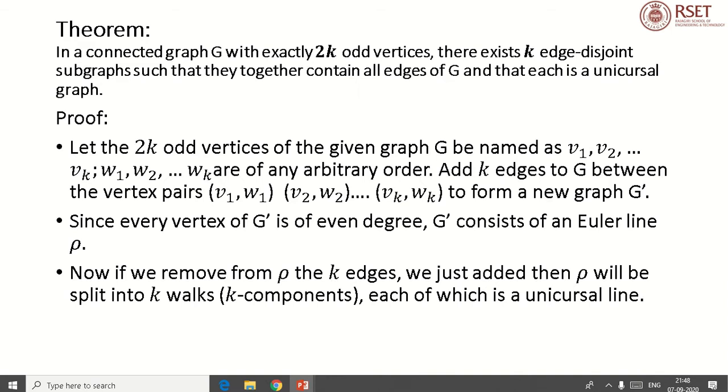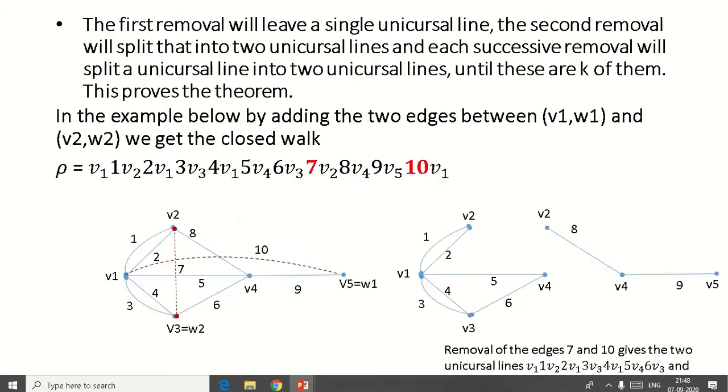Now, by adding these k edges, the given graph becomes an Euler graph because every vertex will be of even degree. In that case, you can find an Euler line in the new graph G dash. Therefore, you can find an Euler line rho in that graph. And if we remove from rho the k edges we just added, then rho will be split into k walks or k components, each of which is a universal line. We can explain this with an example.